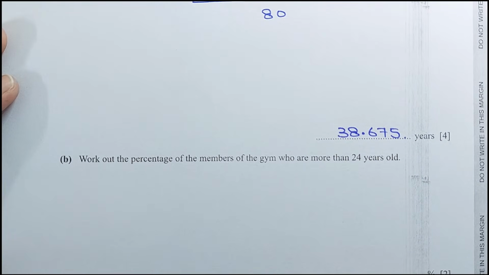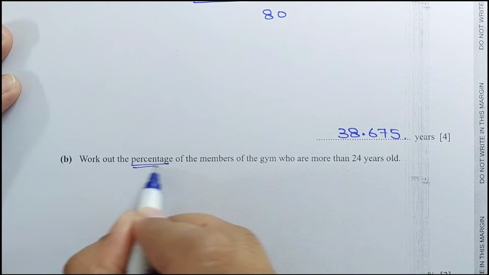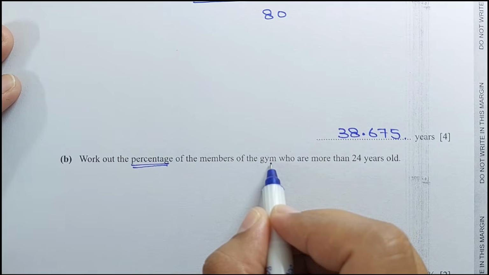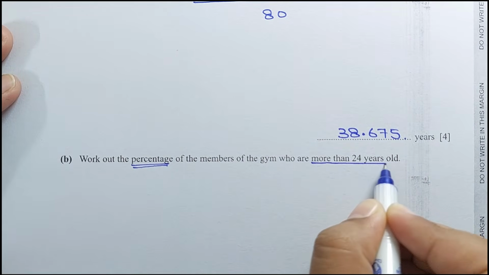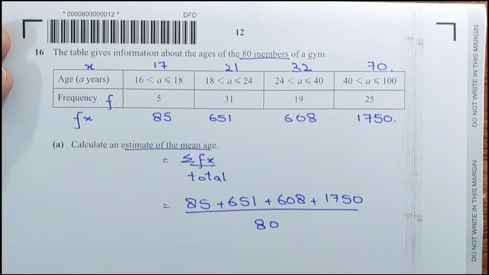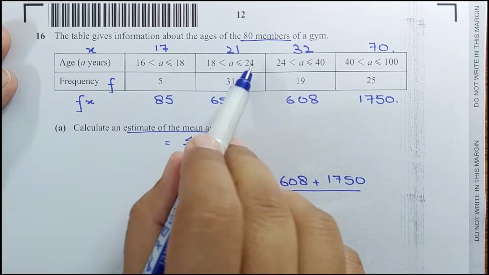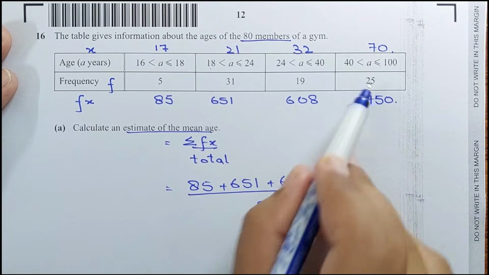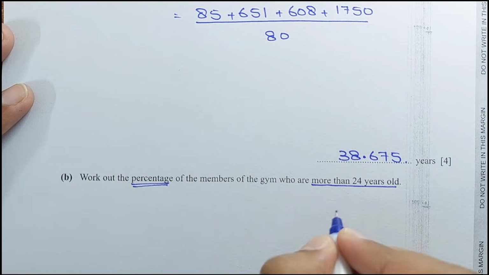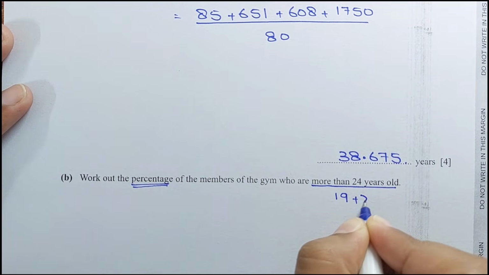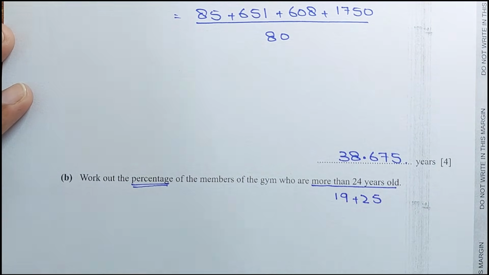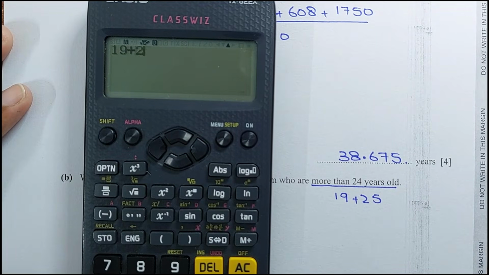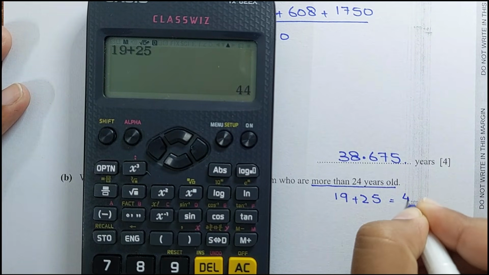Okay, now for part B, work out the percentage of the members of the gym who are more than 24 years old. More than 24. This is 24 equals to 24. More than 24 are 19 and 25. This is 19 plus 25. Okay, what is the sum of 19 and 25? That is equal to 44.